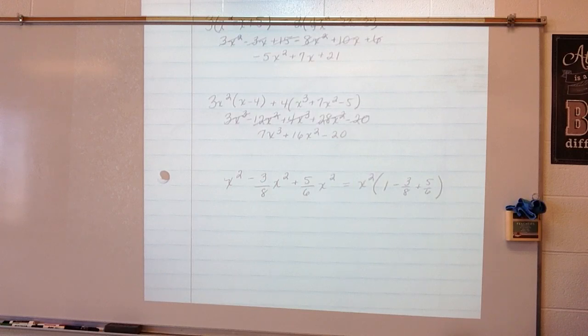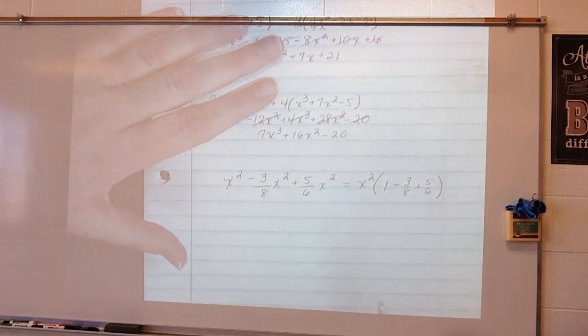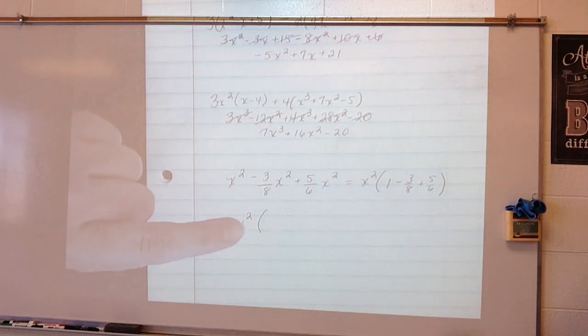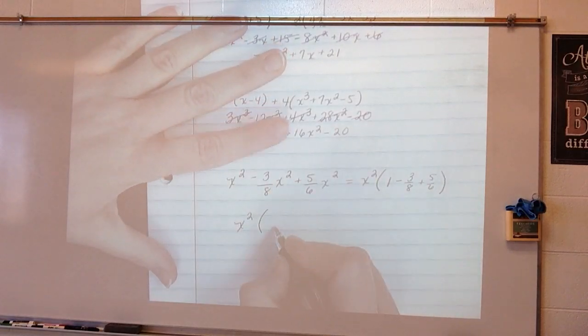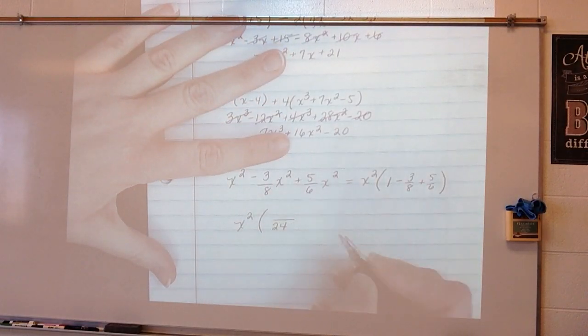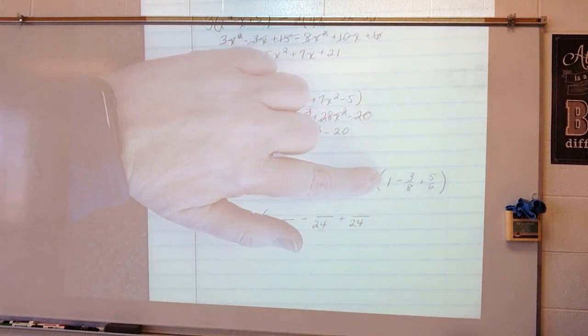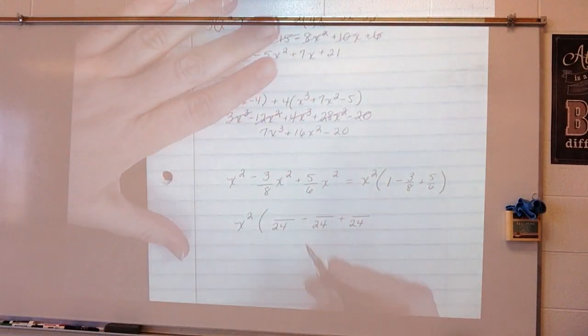All right, so guys, when we're dealing with fractions, we need to find that common denominator. So I'm going to bring this down. Common denominator with 8 and 6, you can use 24. And I've got 3 terms, so I'm going to have to do 3 terms. How many 24s equal a whole? That would be 24.